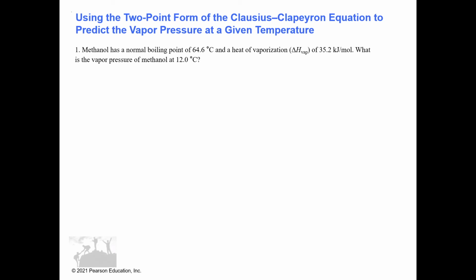Now you're going to be using the 2-point form of this equation. Here we have methanol with a normal boiling point of 64.6 degrees Celsius and a heat of vaporization of 35.2 kilojoules per mole. What is the vapor pressure of methanol at 12 degrees Celsius? So please pause the video, work everything out, and when you're ready for the answer, click play.